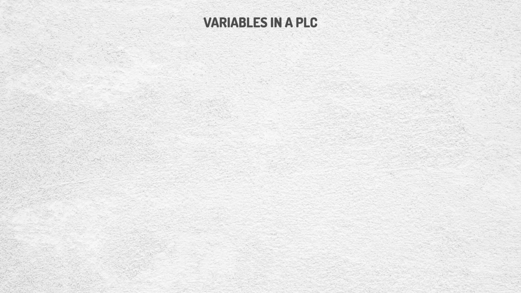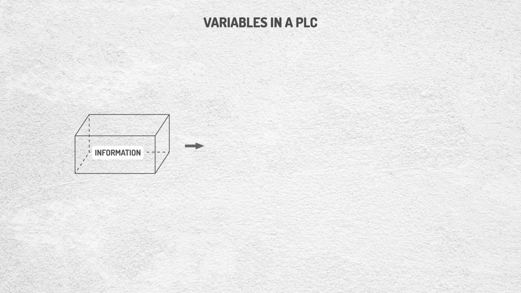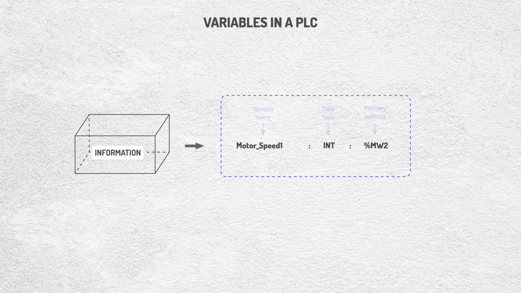In a PLC, a variable is a symbolic name that represents data within the program. It can be imagined as a box where information is stored, but the data type associated with that variable determines what kind of information it can contain and how much memory it needs. For example, a variable called motor speed of type INT will occupy 16 bits and can only store integer values within its range.